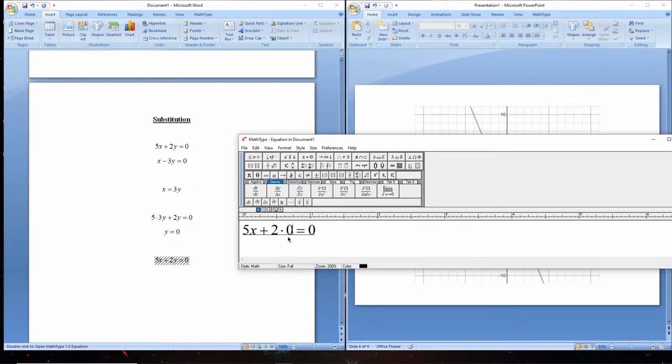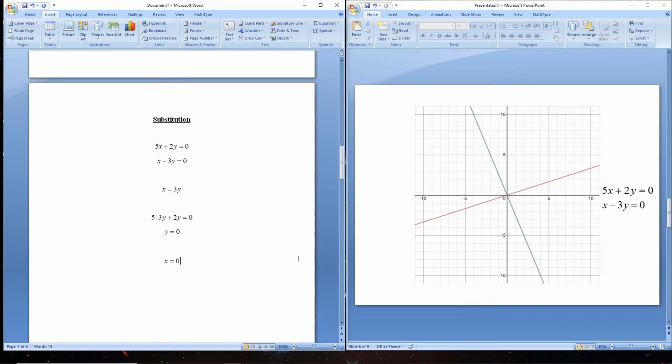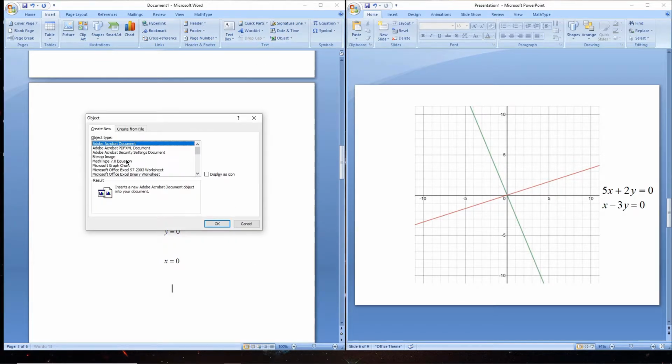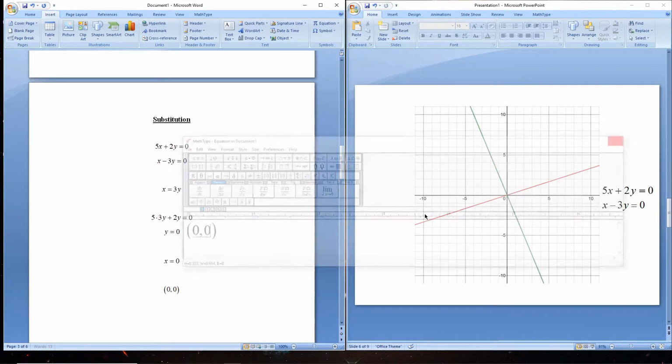And of course, 2 times 0 is 0. Divide both sides by 5, and we have our answer for x. So indeed, these do intersect at the origin. And to write our final answer, we would put that in ordered pair notation. And so we have our final answer of 0, 0.